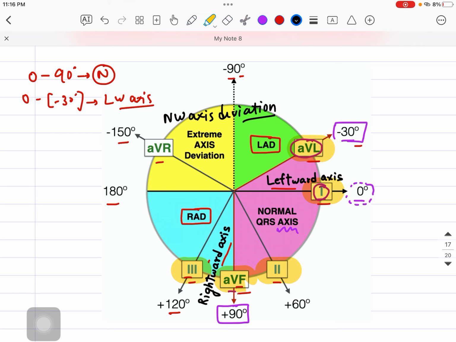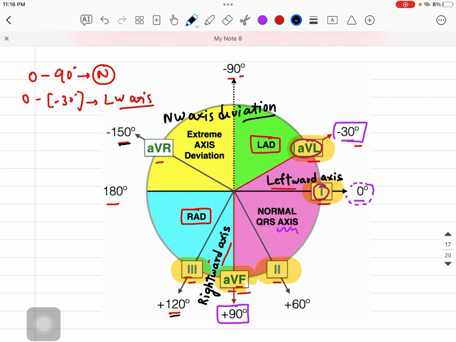At lead number 1, there is 0 degree. At lead number 2, 60 degree. Lead AVF, plus 90, right? Lead number 3, plus 120, right? And the AVR has the minus 150, right? So these are the positions.